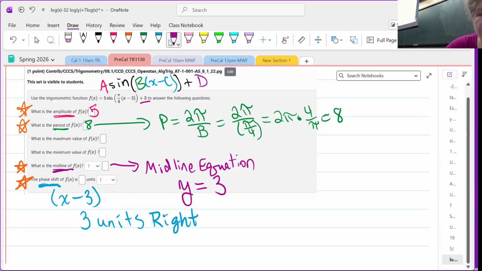So we're just taking whatever that d value is, 3, and it's y equals that d value. So if it was -2, it would be y equals -2. So the drop-down box will have the x equal or the y equal, and then you just put the number. On the test, though, you're going to have to remember to write the whole equation.